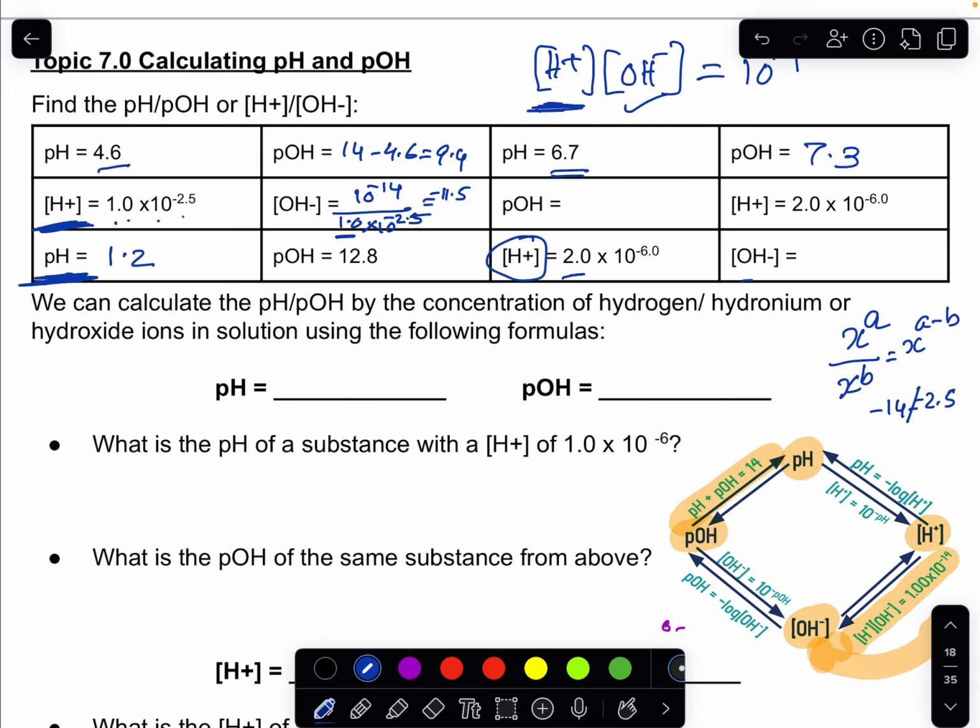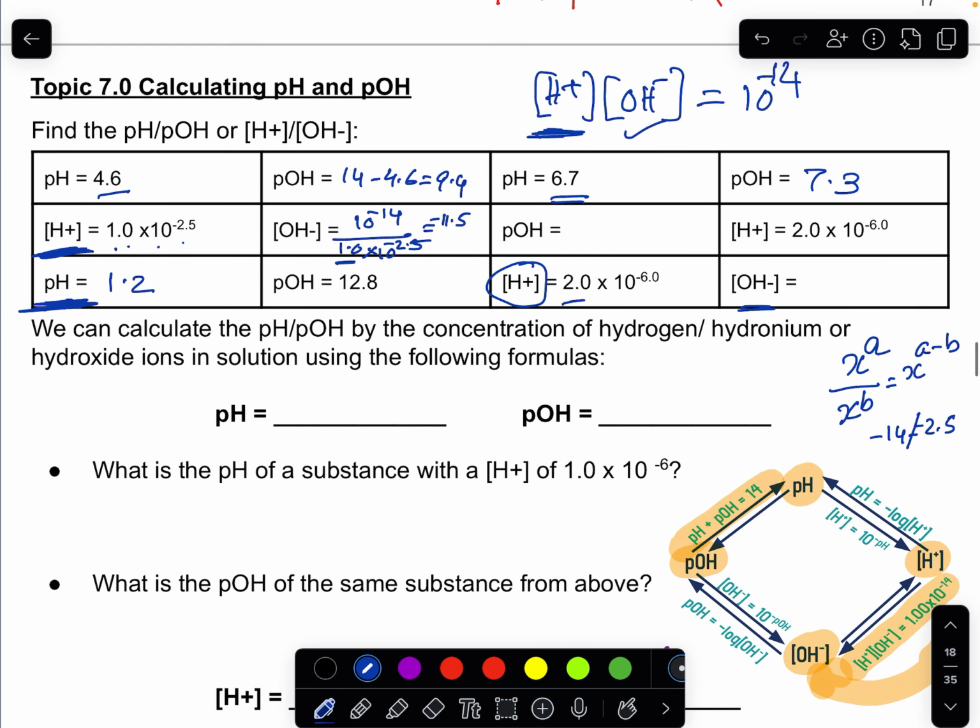Can you do this now? H plus is given, you are finding OH minus. So we have to divide 10 to the power of negative 14 by our value, 2.0 times 10 to the power of negative 6. So 14 minus 6 will be negative 8, right? And 1 divided by 2 will be 0.5, half. So it will be 0.5 times 10 to the power of negative 8.